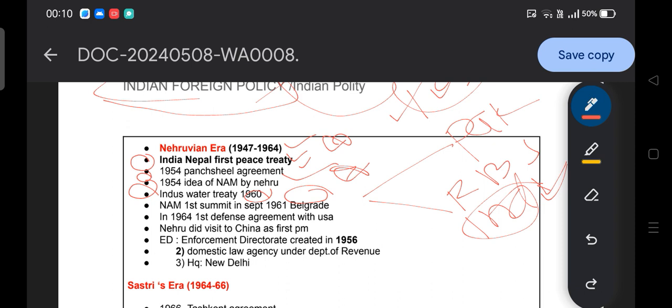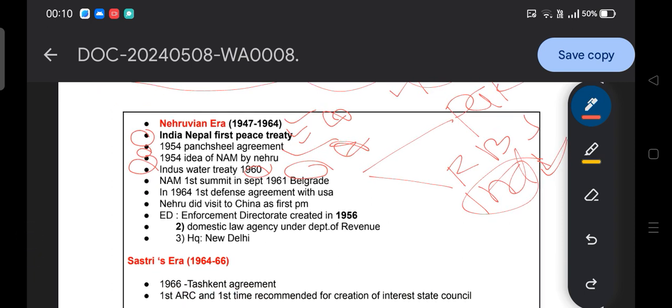Okay, so NAM's first summit, they can ask the question: September 1961, Belgrade. Then NAM in 1964, first defense agreement with USA. So if they ask the question with whom the first defense agreement was held, 1964.